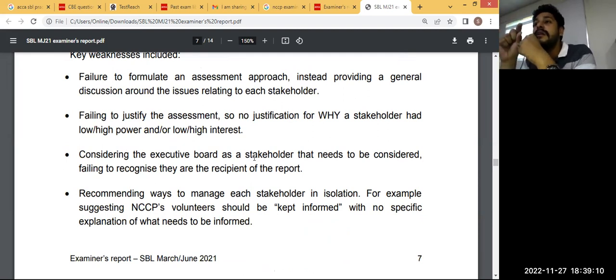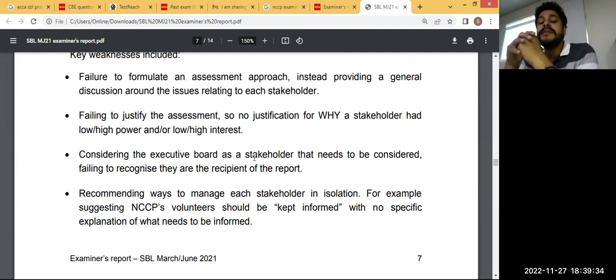He has not given much about that executive board, but the examiner himself has included one specific line about the executive board. Still, you have so many other stakeholders left. So if you justify those other stakeholders, this can be the last resort. If you want, you can again write the executive board, but it will make you lose some marks as well. They are not going to award you the maximum number of marks.